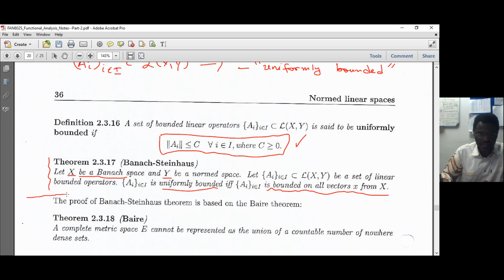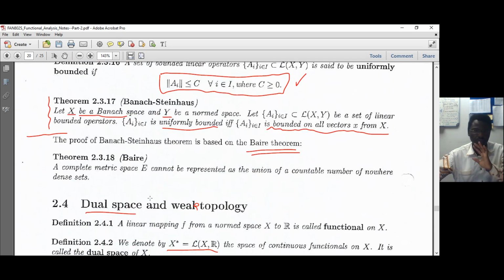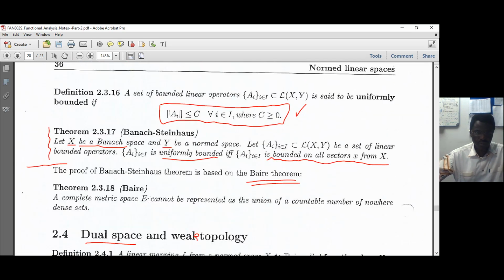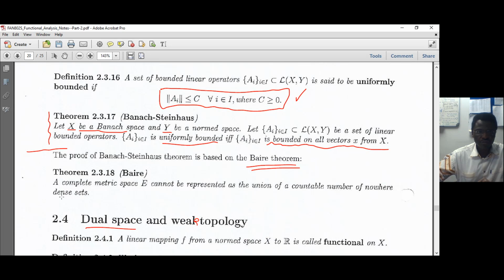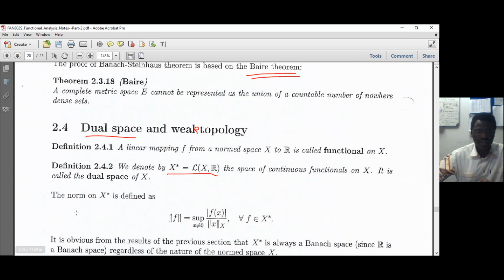And the proof of that is based on the Baire theorem. You don't need to know the proof, right? Just have an idea what the Baire theorem is. It's based on that. We are not doing the proof. So what you need to know is the Banach-Steinhaus theorem. And we'll stop here for today. We might do a few examples of that, and we will dive in next time.